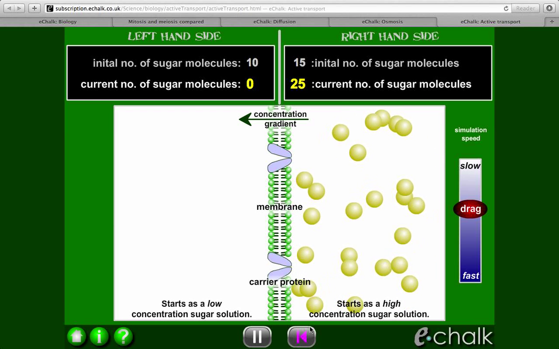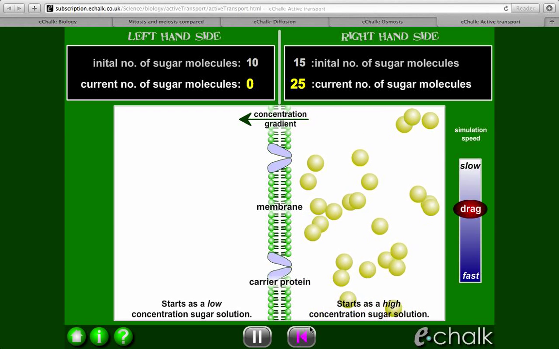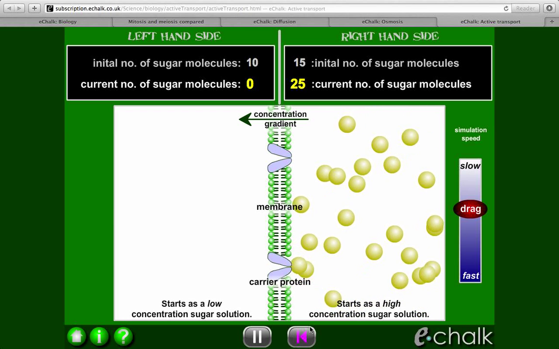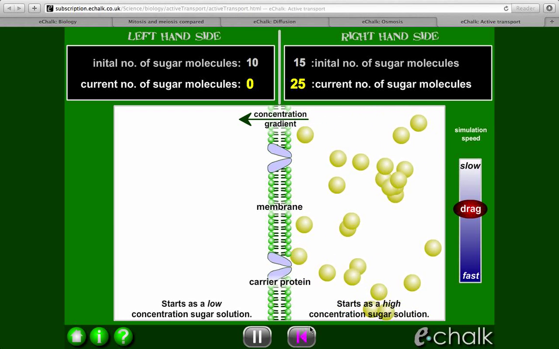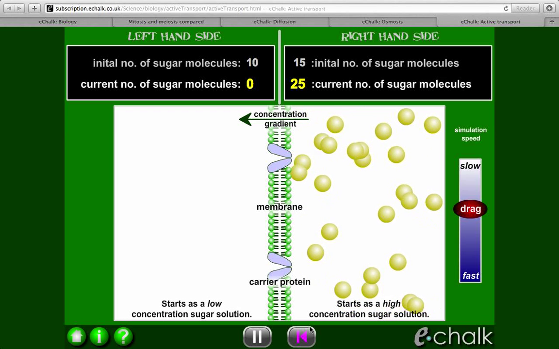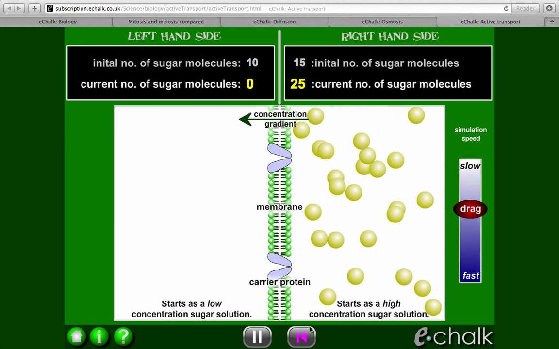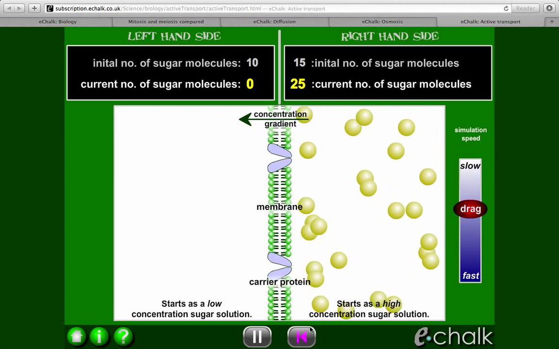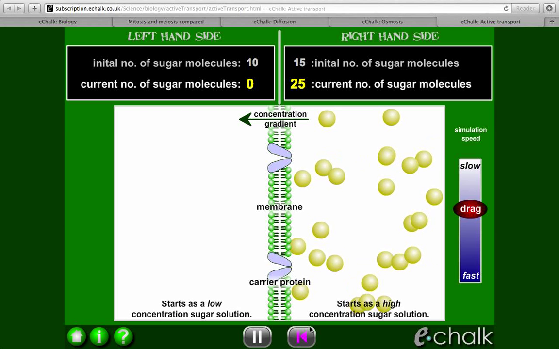So that is diffusion, osmosis, and active transport. And with active transport, when you're thinking about the points you need to mention, you are talking about a process involving energy against a concentration gradient, or from an area of low concentration to high concentration.